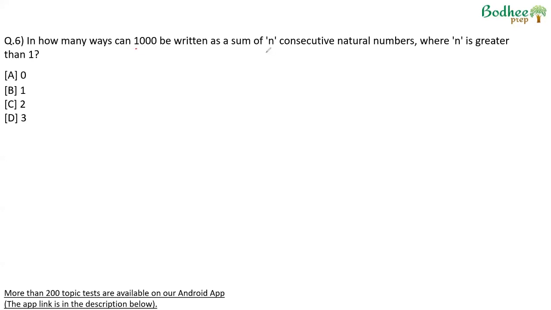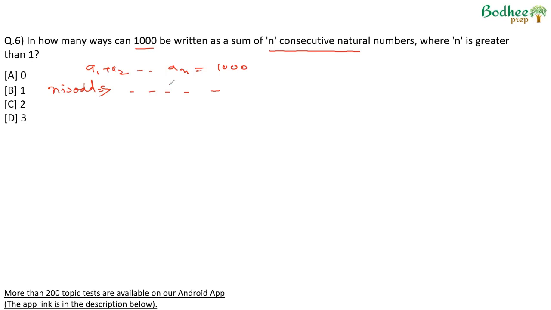In how many ways can 1000 be written as a sum of n consecutive natural numbers where n is greater than 1? Suppose I write a1 plus a2 plus a3 so on till an is 1000. Now the average of these numbers can be calculated. Now let us take two cases. First, when n is odd.